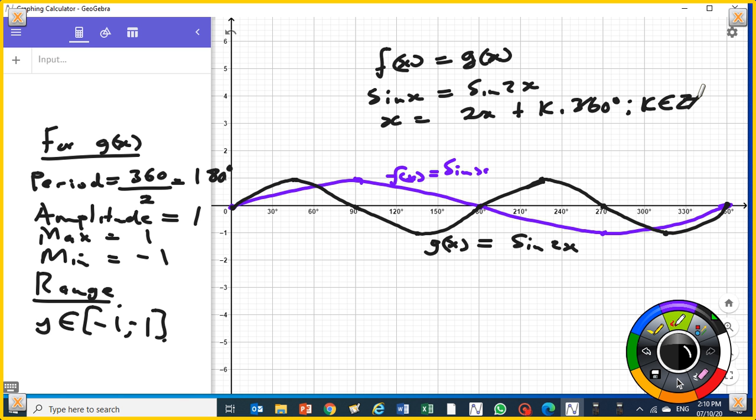Okay? So when you simplify, remember this will be your reference angle. Then you take that 2x to the left. If you take it to the left, you end up getting minus x equal to k times 360 degrees, where k is an integer.